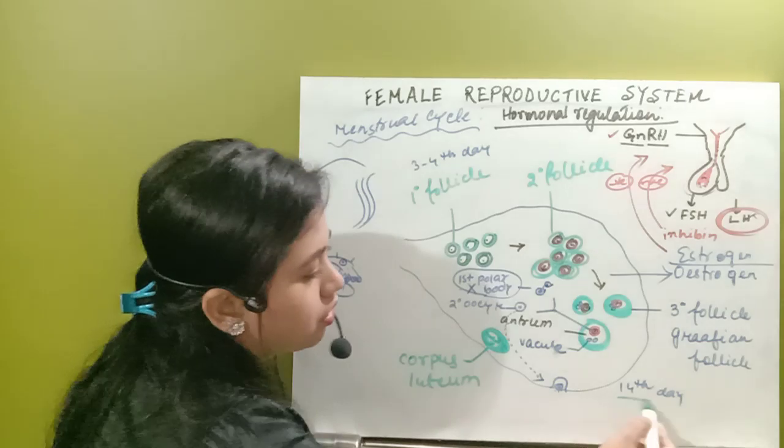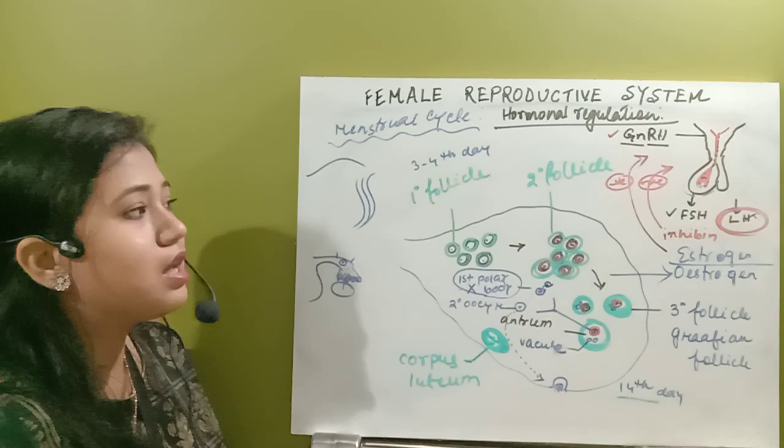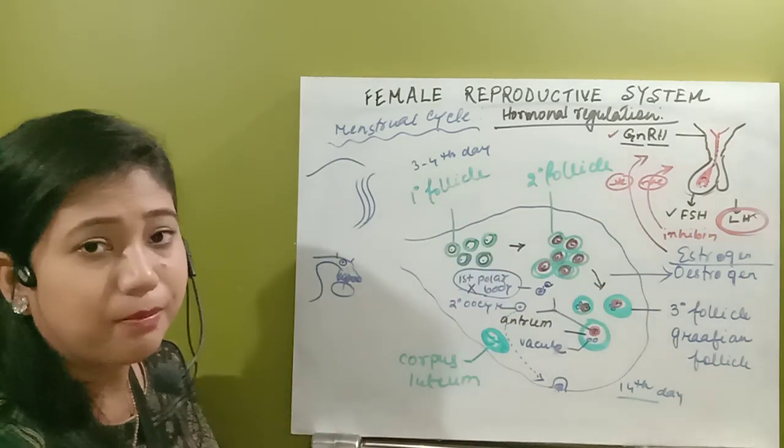Ovulation will occur on the 14th day. Now, after the 14th day, what happens? Suddenly, this LH will also decrease. LH will not at all be released.